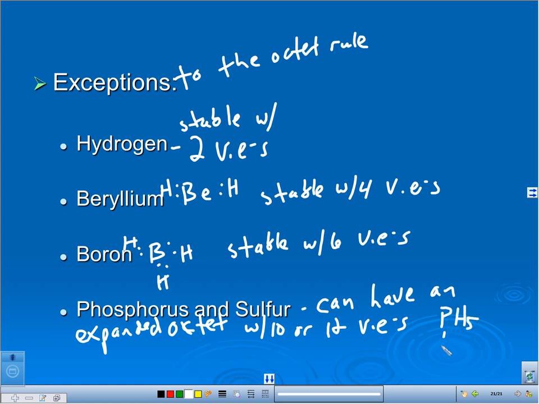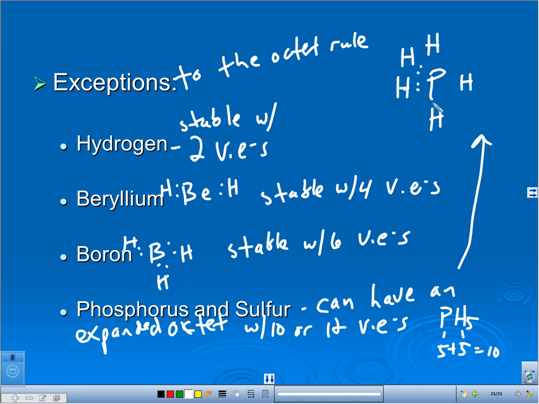If I count up the valence electrons, there's 5 from the phosphorus, 1 from each of the hydrogens, for a total of 10. If I put the phosphorus in the middle and the hydrogens around it, single bond them, hydrogens are good with their 2. Phosphorus now has 10, which is not following the octet rule, but it's an exception and is now stable. So that is just fine.